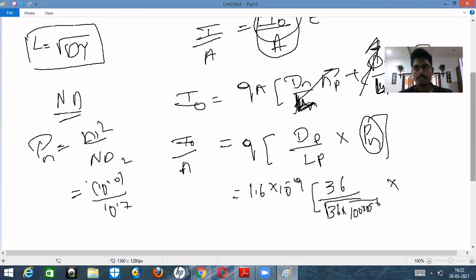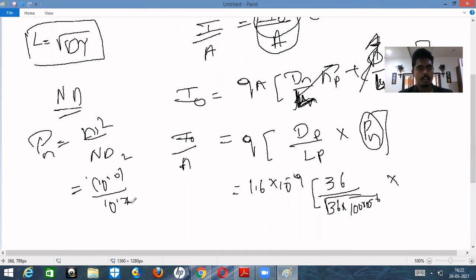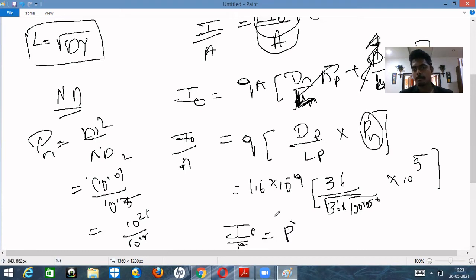N_D is 10 power 15. So 10 power 10 whole square is 10 power 20, divided by 10 power 15, which is simply 10 power 5. So all is known here. Therefore we can easily find the value of I naught upon A as some p value. You can place it in the calculator and you will get the answer.